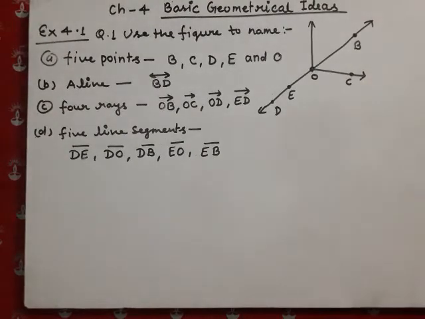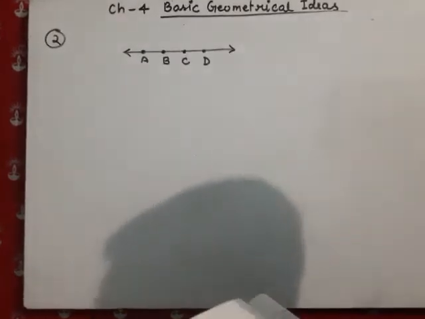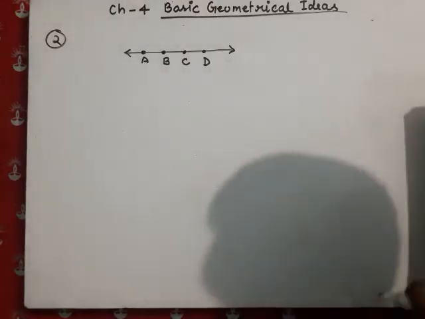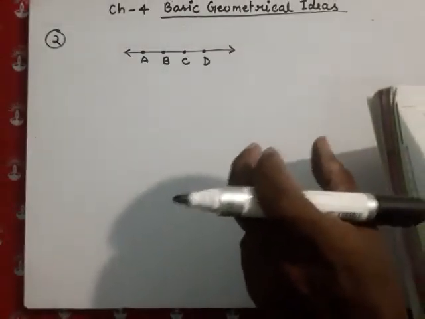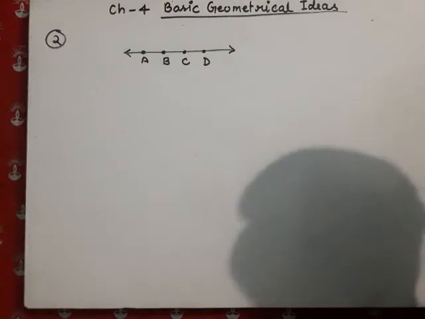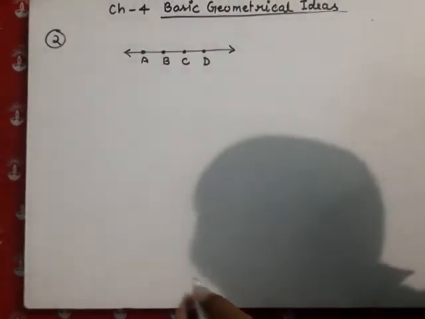Now going to the question number 2. I am reading the question number 2. Here the question is saying name the line given in all possible 12 ways, choosing only 2 letters at a time from the 4 given. So there are 4 points given and we have to take 2 points at a time and write down the name of the line in 12 different ways. That means we have to write down 12 names.